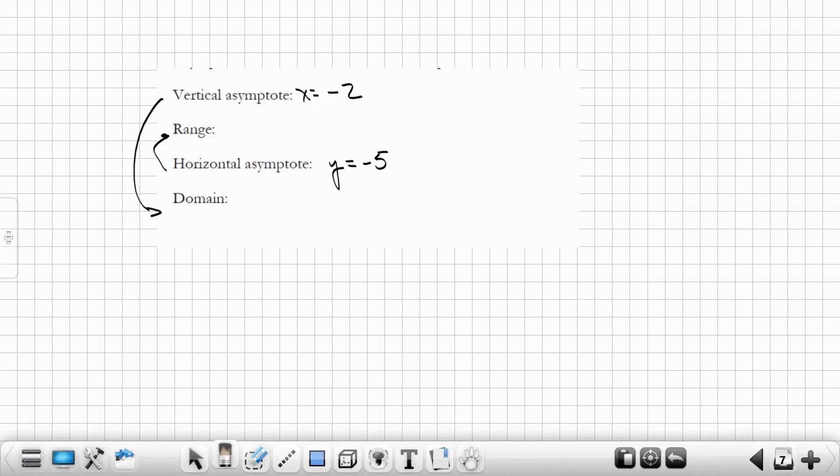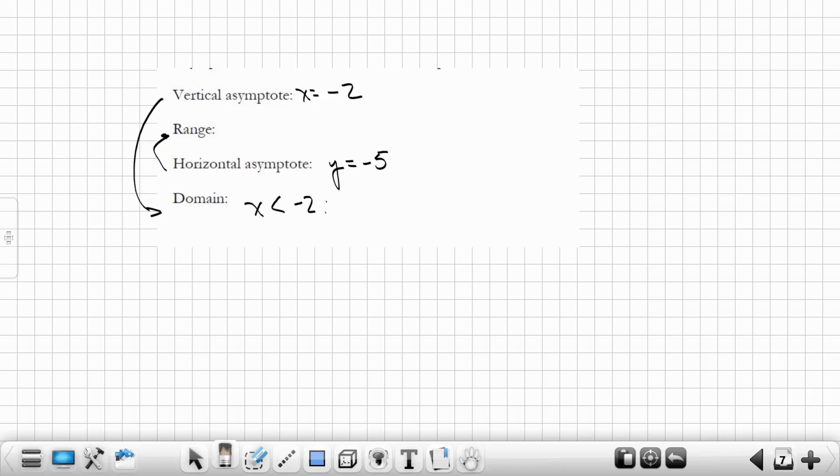My vertical asymptote affects my domain, because an asymptote is a line that you're never going to touch. So what is my domain? X equals -2 is where the asymptote is. We're going to do it all 3 ways. Less than or equal to, but you can't touch it, which means we're not going to have the equal to. So X is less than -2.